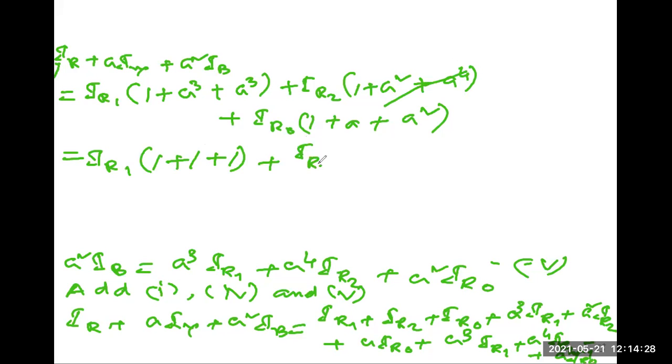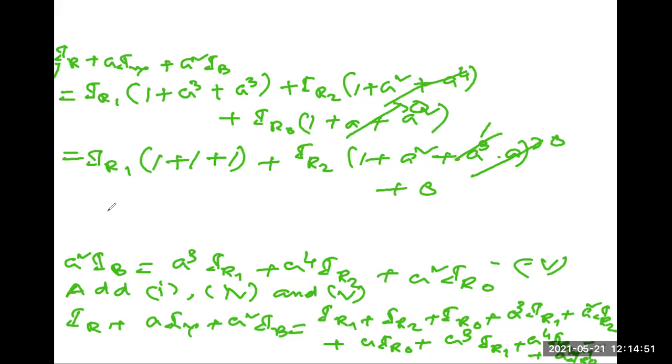Why? I will show. IR2 will be 1 plus A square. Now this is A cube into A to the power 4 that was there, and this is 1 plus A square, so this term will be equal to 0. Here you see A cube means what? This is 1. So finally 1 plus A square will be equal to 0. So plus 0, this will be 3 into IR1. So this step is clear.